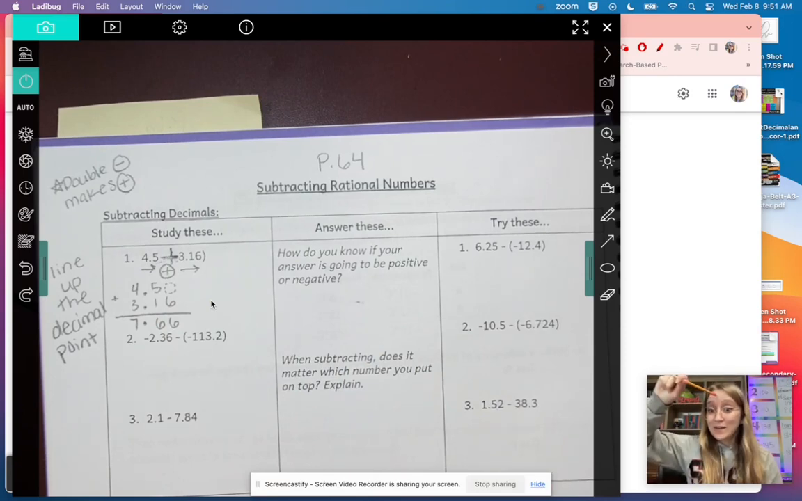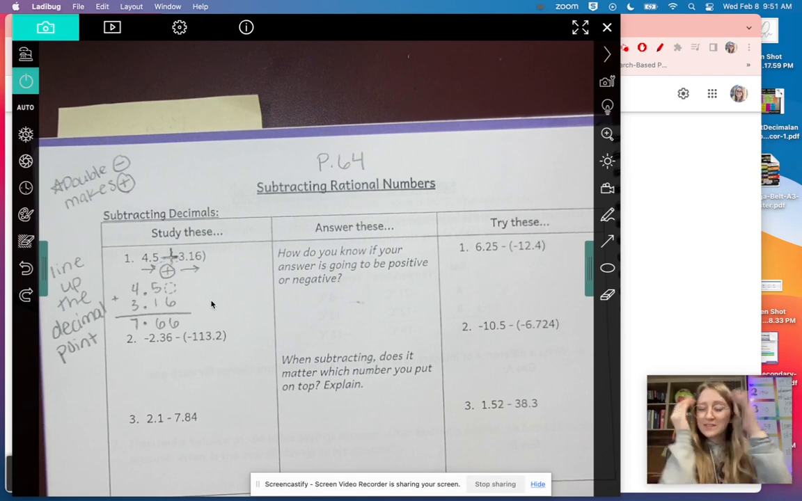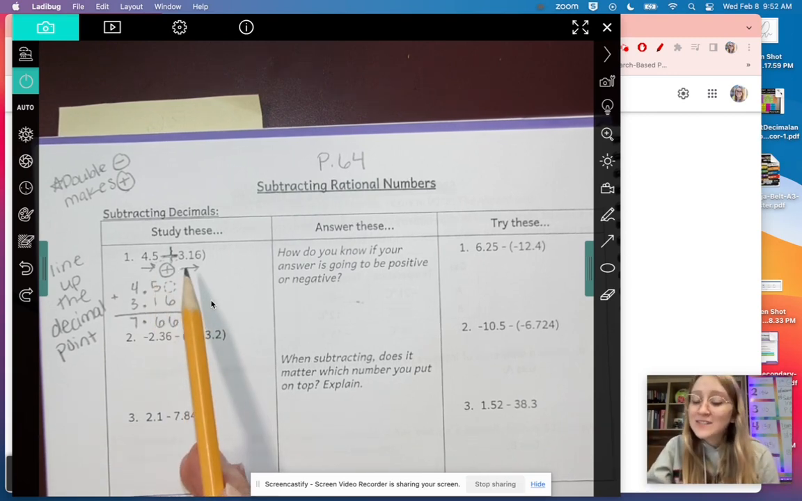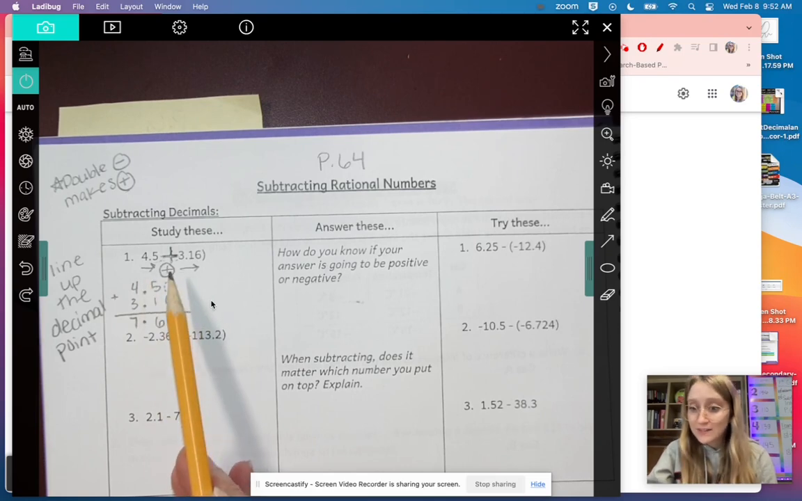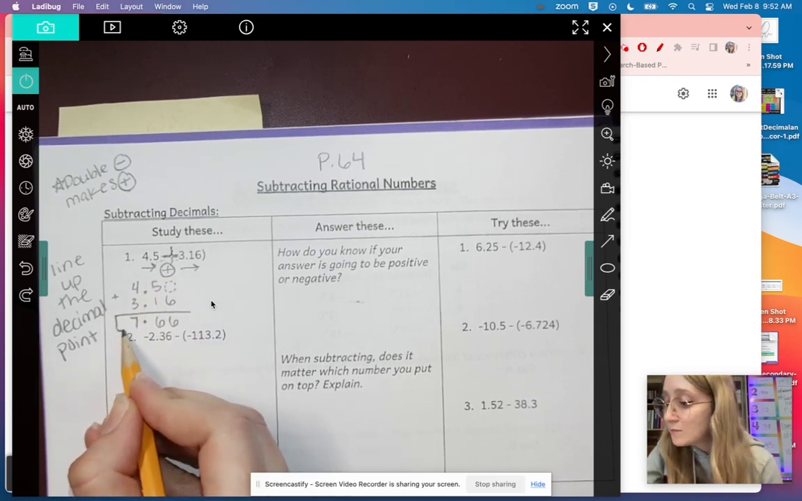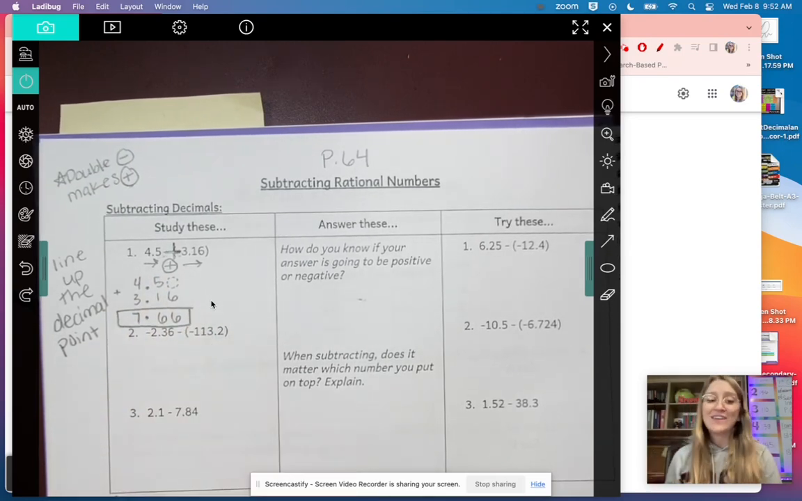The very last thing I'm going to think about is what should my sign in my answer be? So you think about signs first, you think about signs last. It's like a little sandwich in your brain. Okay, all of the math is happening in here, but you think of signs first, you think of signs last. Sandwich it in. I have a positive and a positive with same signs. You keep your answer the same. So it's going to be a positive answer, 7 and 66 hundredths.